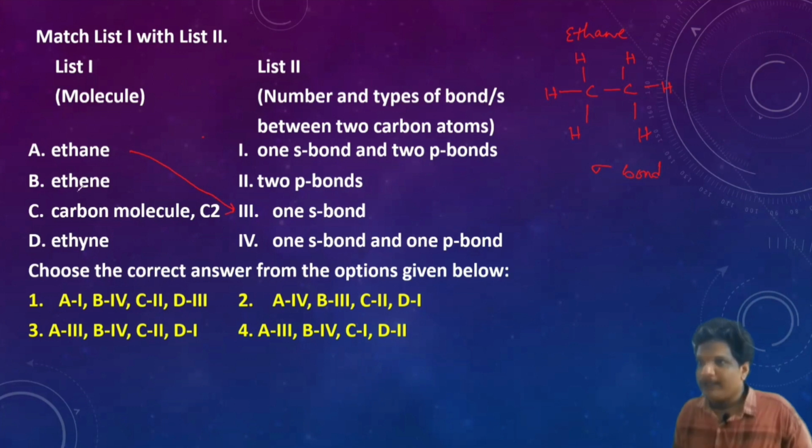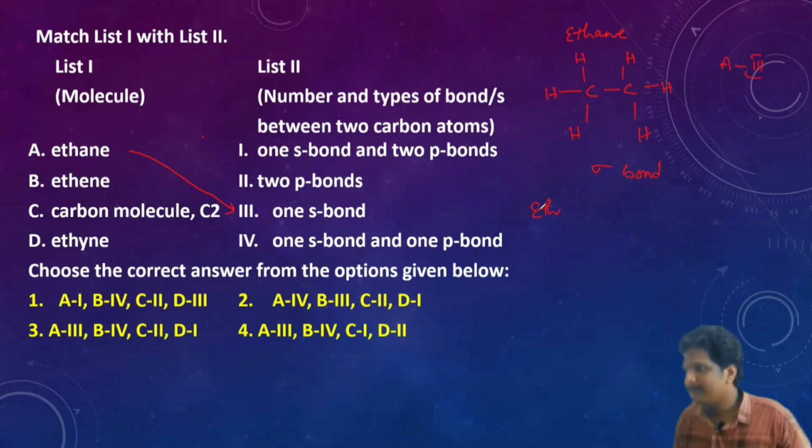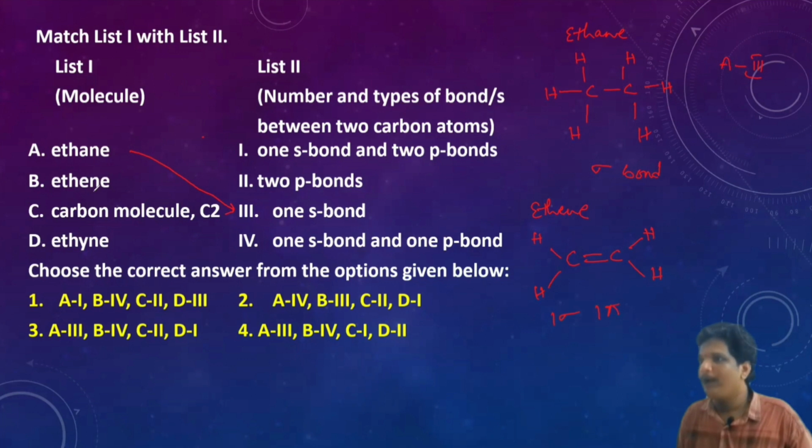So here A is 3. Next one is ethene. In ethene, we have C double bond C and C-H bonds. It means one sigma bond and one pi bond. So B is 4.